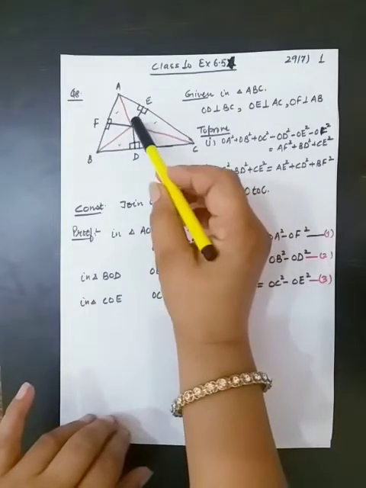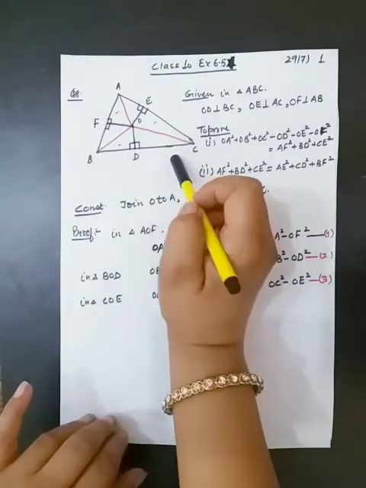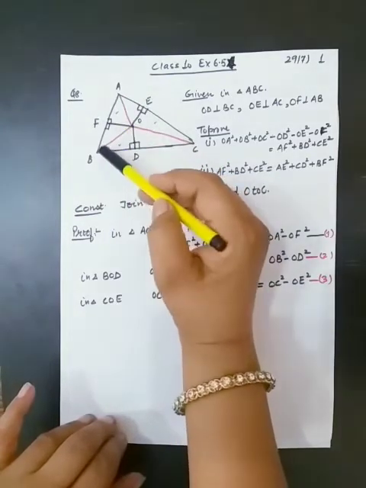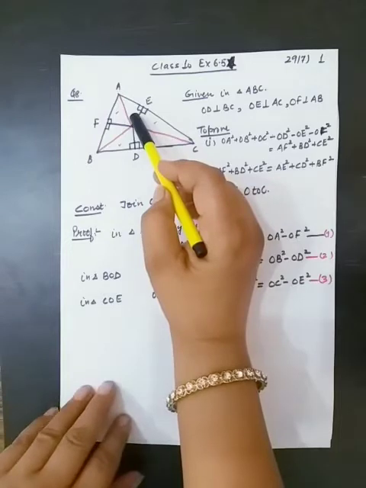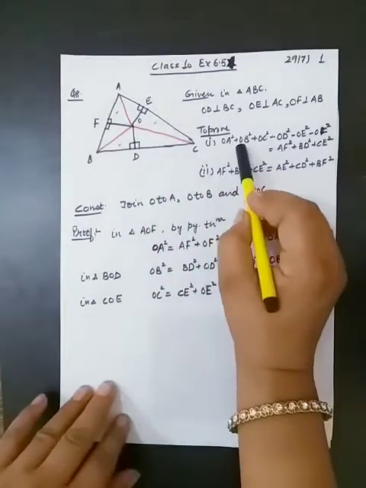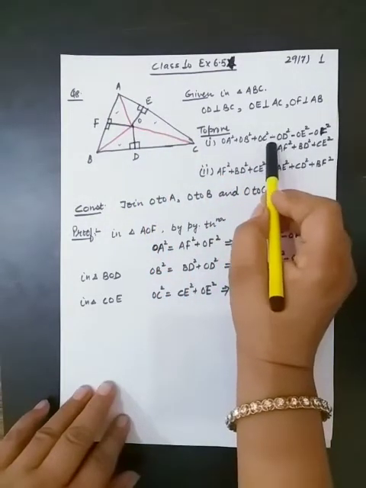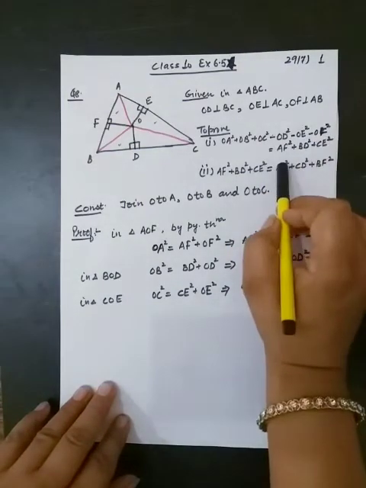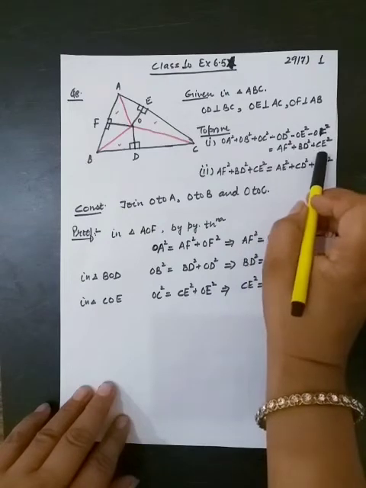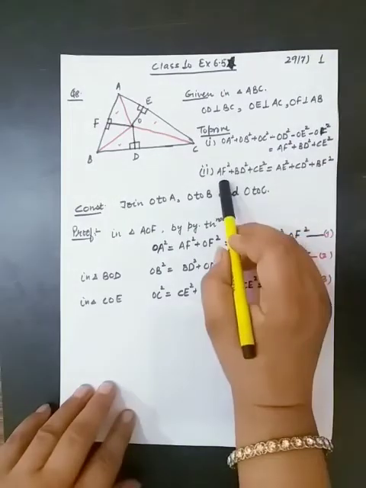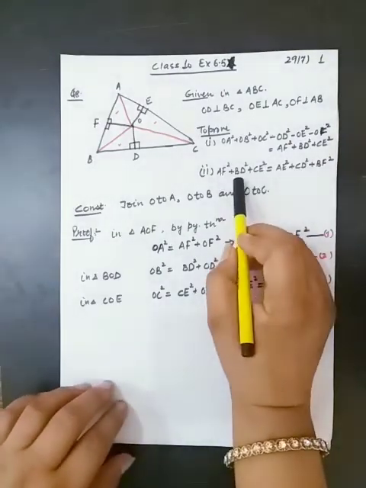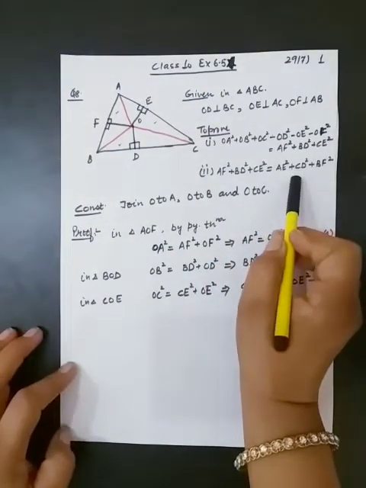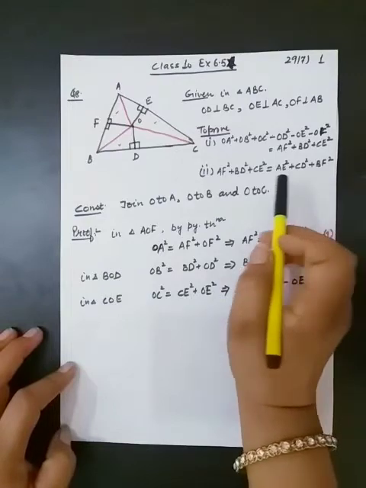ABC, and OD is perpendicular to BC, OE is perpendicular to AC, and OF is perpendicular to AB. And we have to show that OA square plus OB square plus OC square minus OD square minus OE square minus OF square is equal to AF square plus BD square plus CE square. And in second part we have to prove that AF square plus BD square plus CE square is equal to AE square plus CD square plus BF square.